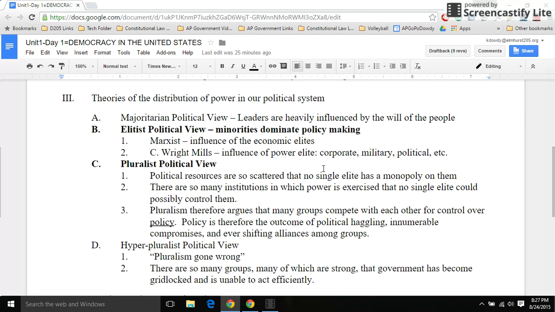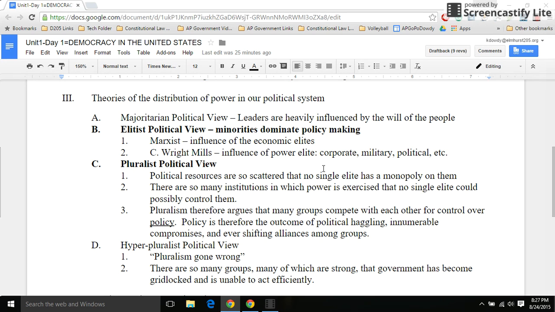Majoritarian political view is the idea that we believe that leaders make decisions based upon the will of the people. And when they make decisions on laws, public policy, whether we go to war in other countries, they make these decisions always thinking back to the people that elected them. And although that sounds wonderful and that sounds truly democratic, I think we know that there are elected officials out there that don't necessarily do that.